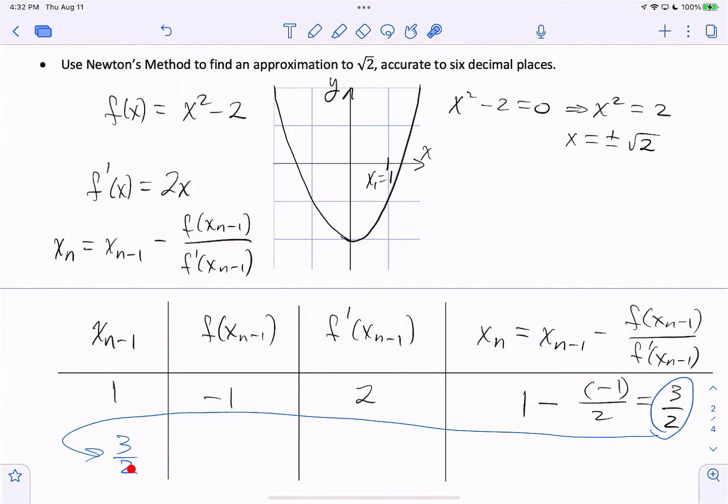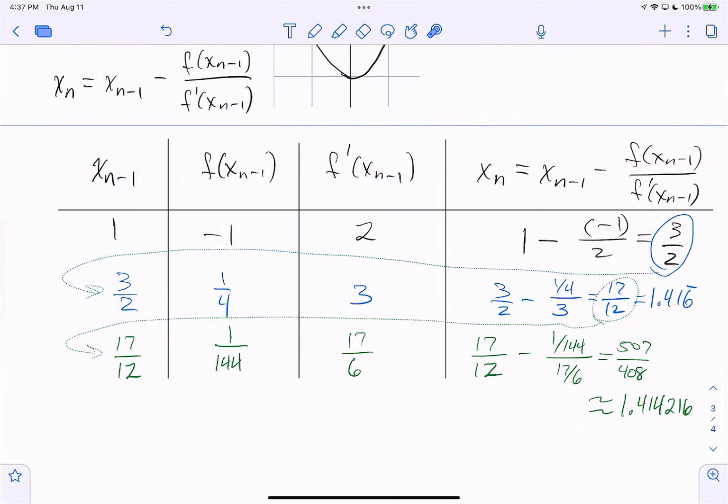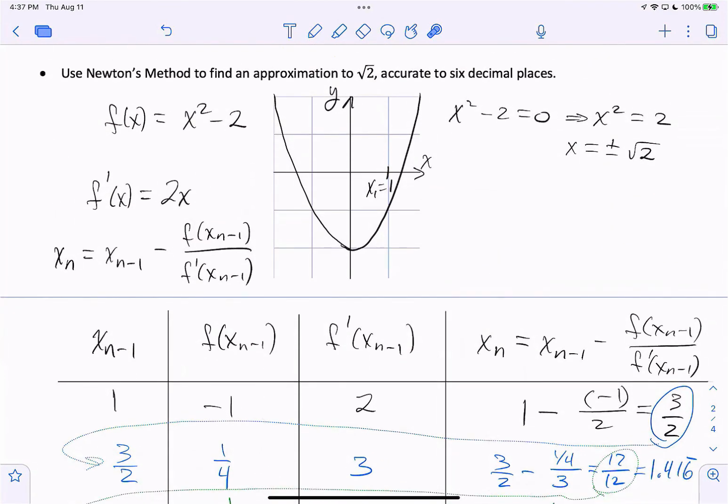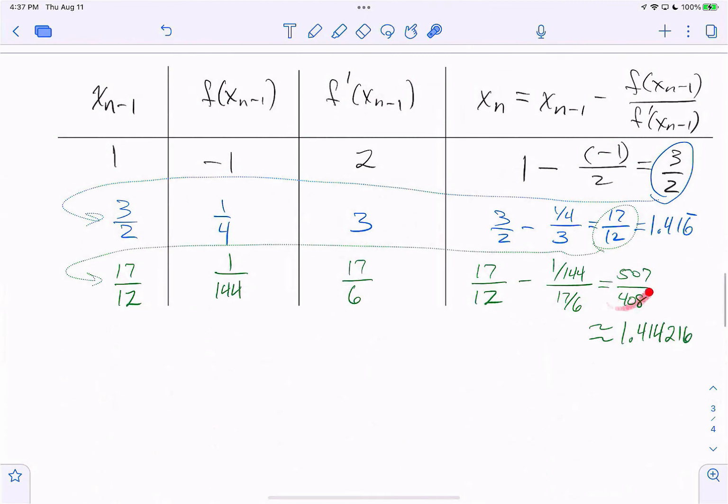Now for x equals 3 halves, f of x is going to be 1/4, f prime of x is going to be 3, and then x sub n is going to be 3 halves minus 1/4 over 3. This is equal to 17/12 or 1.416 with the 6 repeating. Using now 17/12, I'm going for the exact value for the input when I can. Using 17/12 as my next input, I end up with 1.414216. I'm getting the decimals because we're supposed to approximate this accurate to 6 decimal places, and just the fractions aren't telling me how close I am.